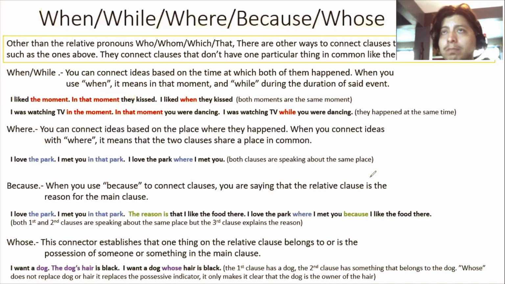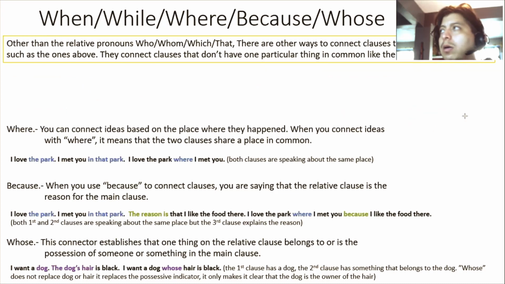Déjenme borrar todo esto. Y vamos a hacer espacio para poder explicar where. Ok, vamos a usar este espacio. To speak about where. You can connect ideas based on the place where they happened. This, when and while, they are about the time, okay? You use them to connect ideas that happened at the same time or simultaneously. You use where when you're not speaking about time, but you're speaking about places, yeah?